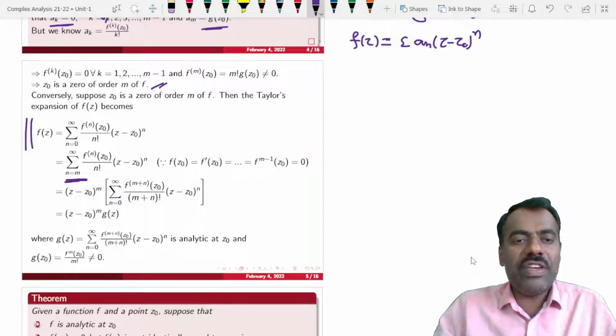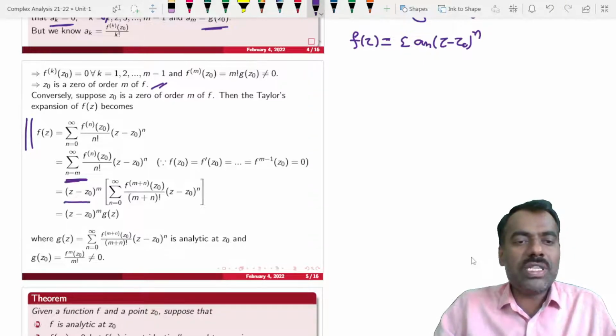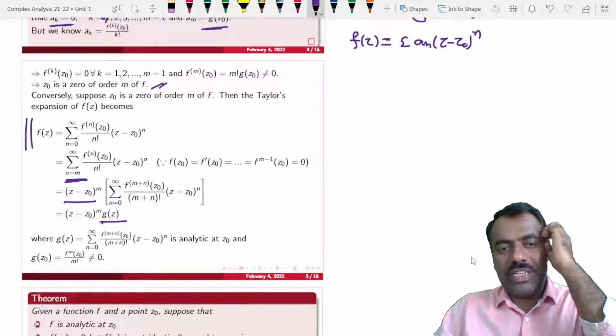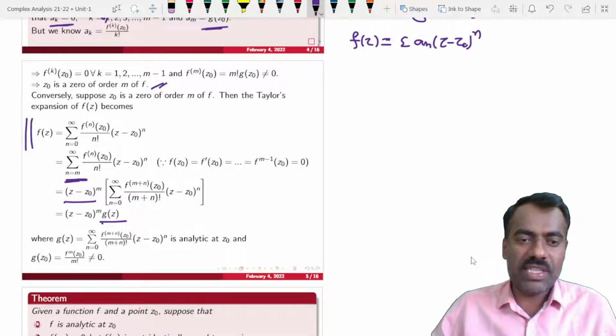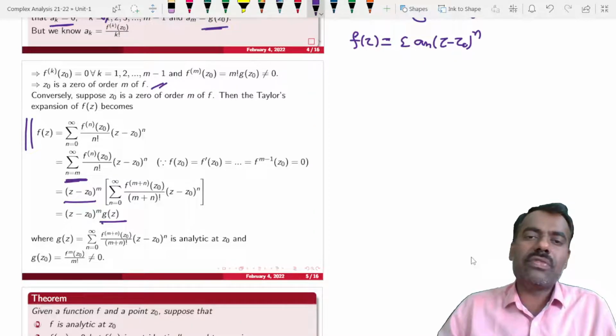Now here, in every term, (z minus z naught) to the power m will be there, because the powers go m, then m plus 1, m plus 2, and so on. So take out (z minus z naught) to the power m outside, and whatever remains, you call it g of z. Then we can check that, even after taking the common factor out, this is still a Taylor series of this function. So it is not only a Taylor series, it is a power series, therefore it is analytic.